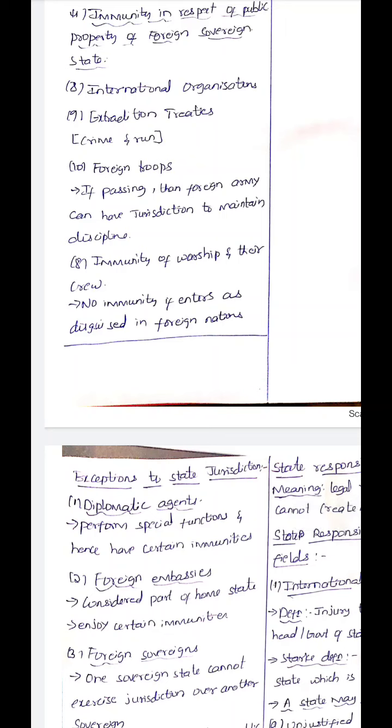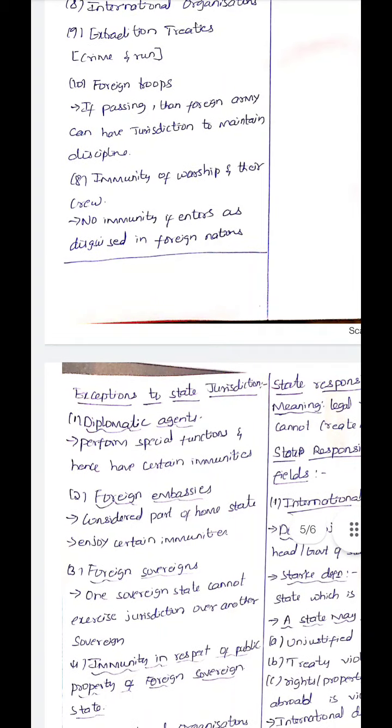For example, if the person of a state commits a crime and runs to a different state, then the other state should return them back. They should not prosecute them. The next is foreign troops. Foreign troops have immunity, but if foreign troops are passing through another state's land, then that state can employ its troops to maintain discipline over those troops.